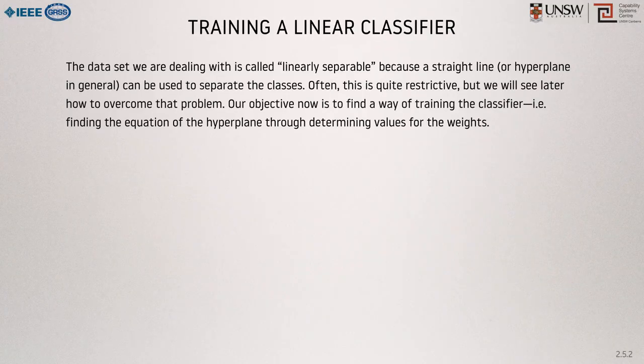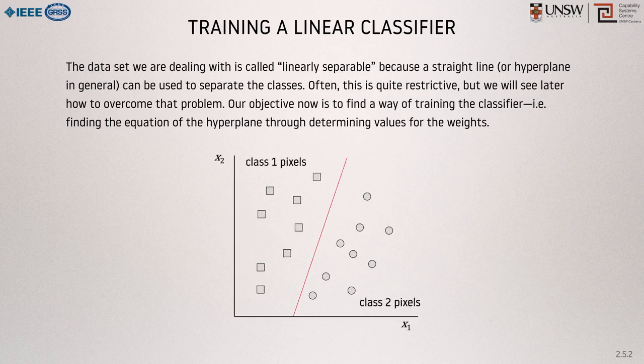Remember, we are assuming at this stage that the two classes of pixel that we are dealing with are linearly separable. That is, a straight line can be placed between them. Many datasets, however, are not linearly separable. We will meet some later, but recall for the moment that the maximum likelihood classifier is able to separate datasets with at least quadratic hypersurfaces.